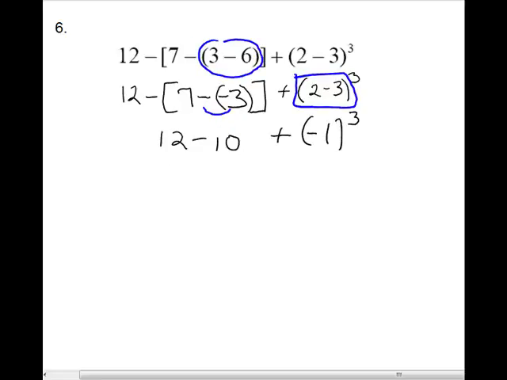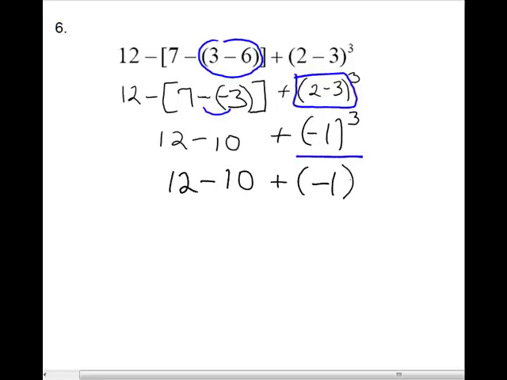Now we have our problem, 12 minus 10 plus negative 1 to the third. For order, the negative 1 to the third, exponents, will go next. You're going to have 3 negatives there. Negative 1 times negative 1 times negative 1. So the answer will be a negative 1. We can bring everything else down. And just so that we don't get two signs right side by side, we'll keep the parentheses.